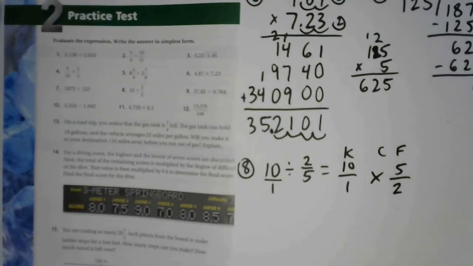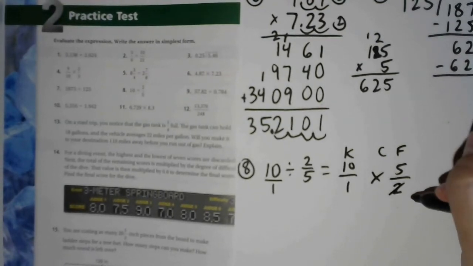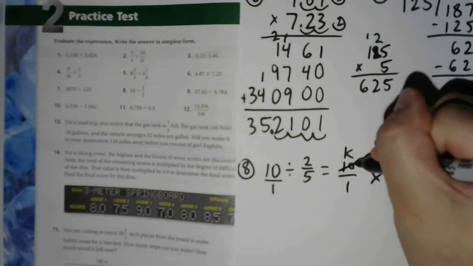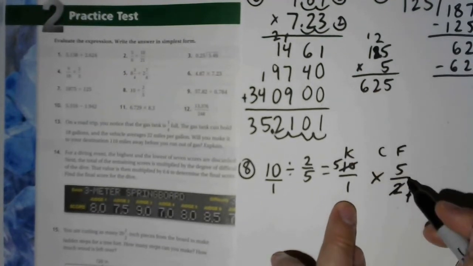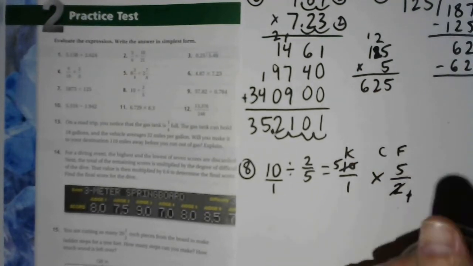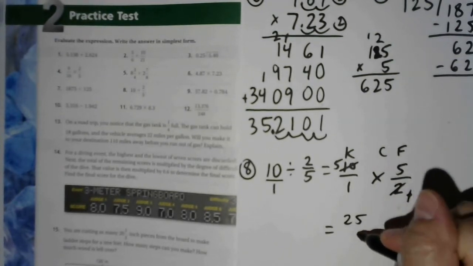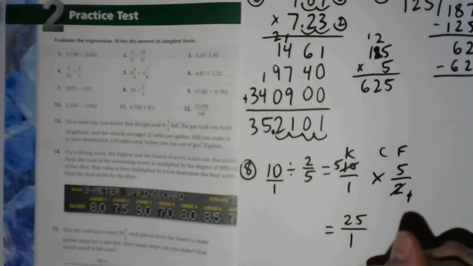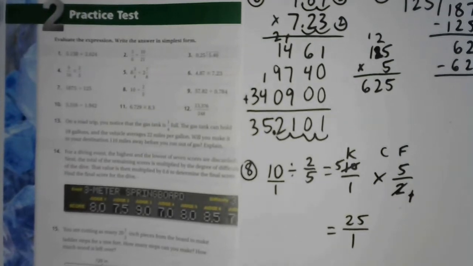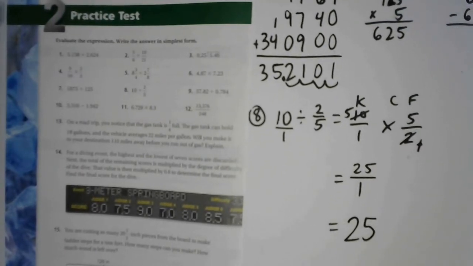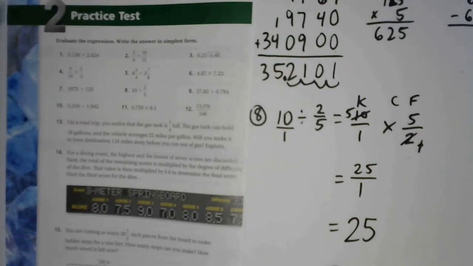I can cross simplify here. 10 and 2 are each divisible by 2, so 2 divided by 2 is 1, and 10 divided by 2 is 5. 5 and 1 I can't simplify. So I just have 5 times 5, which is 25, and 1 times 1, which is 1. My answer here is 25, the whole number, because 25 over 1 is 25. Man, we are cruising here. Let's move on. Let's take a look at number 9.